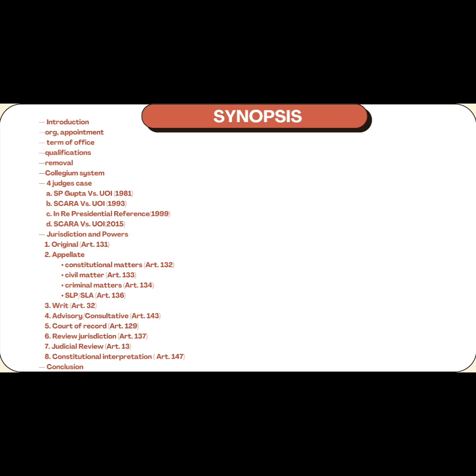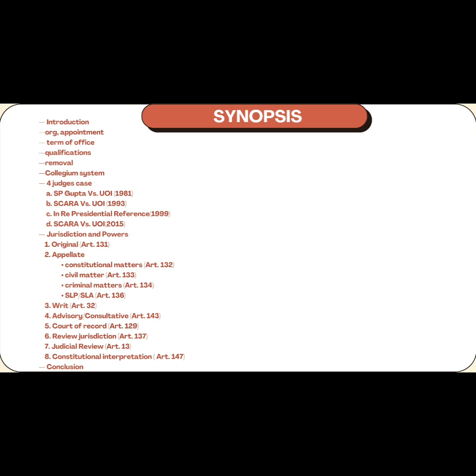The introduction of Supreme Court, then we have the organization, appointment, term of office, qualification, removal, which are all mentioned in Article 124. Then the collegium system and the three judges cases with the fourth judges case, which is about NJAC. Then we have the jurisdiction and the powers of Supreme Court.